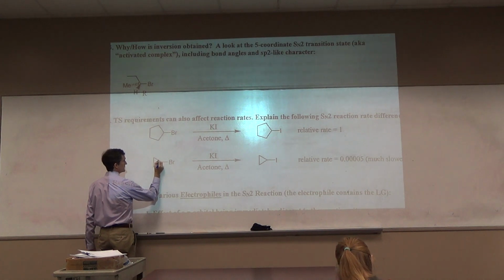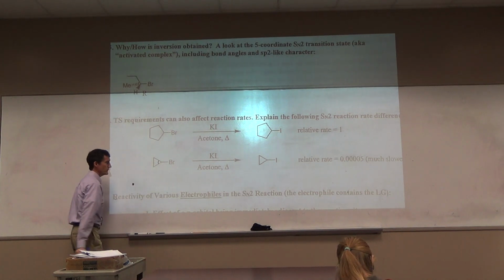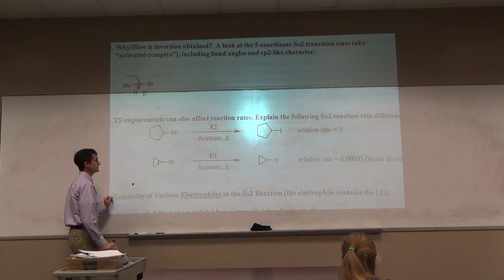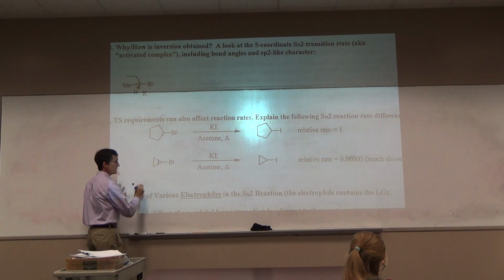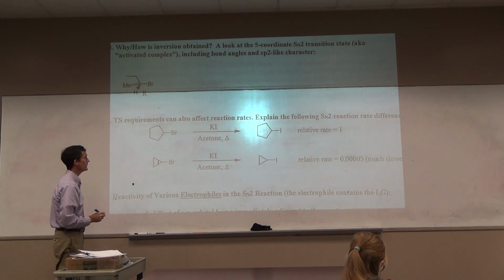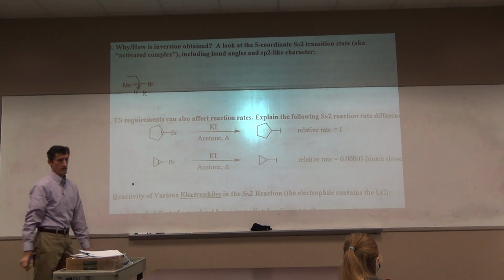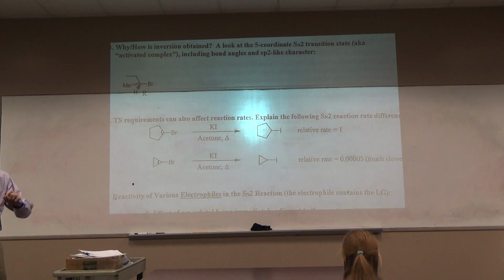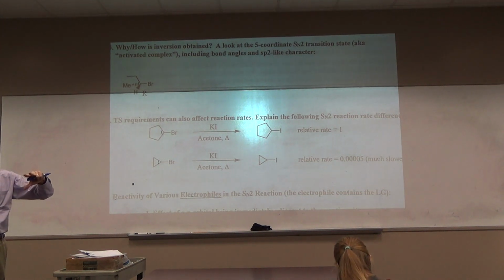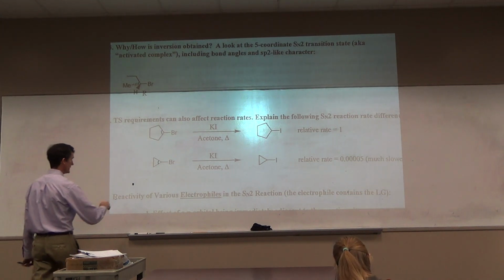These two carbons here, this bond angle, can it become 120? No, it's 60 degrees right here. It's going to have a very hard time becoming 120. This is much closer to the ideal. In the transition state, the groups spread apart. We're going to have a tough time spreading apart here.